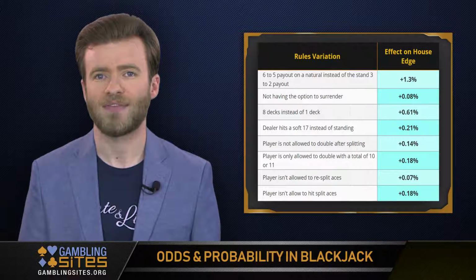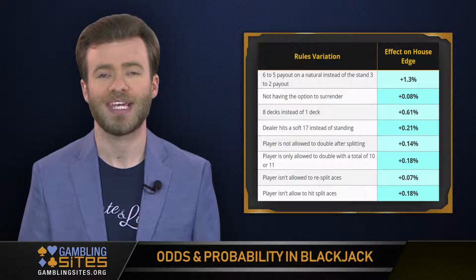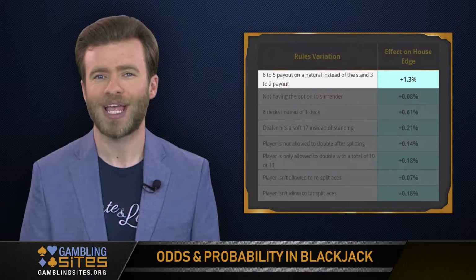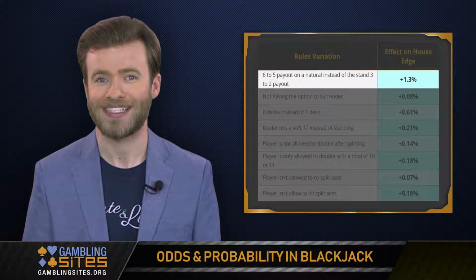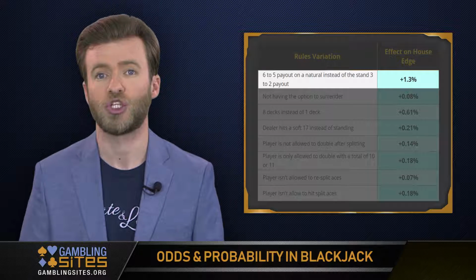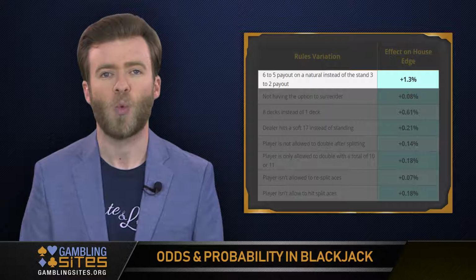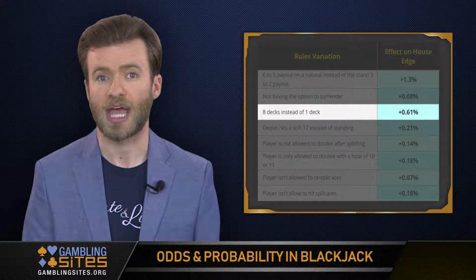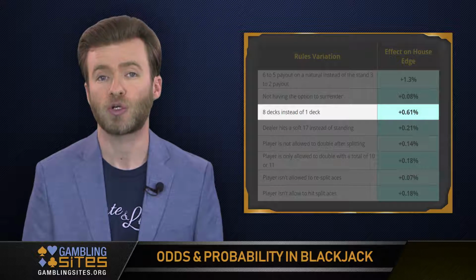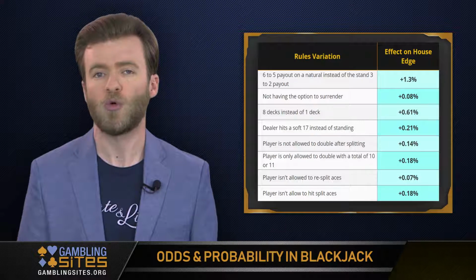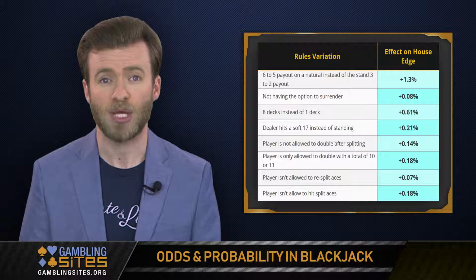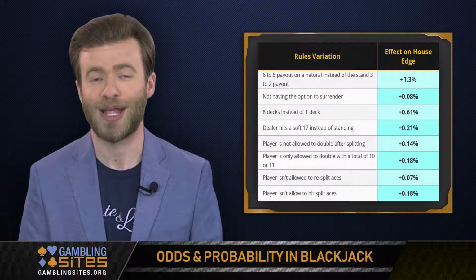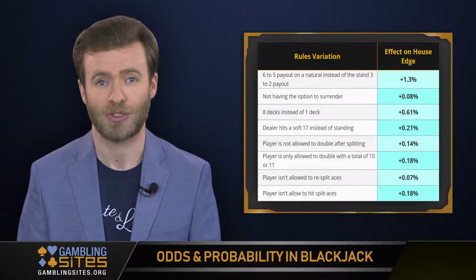On our website, we have a series of charts showing you examples of the impact of different rule changes on the house edge. For instance, playing at a table where a natural blackjack pays out at just 6 to 5 instead of 3 to 2 increases the house edge by 1.3%. Using an 8-deck shoe instead of a single deck increases the house edge by almost 2/3 of 1%. You'll definitely want to examine those closely and be on the lookout for tables that use those rule changes, especially the ones that I just mentioned that give a big edge to the house.